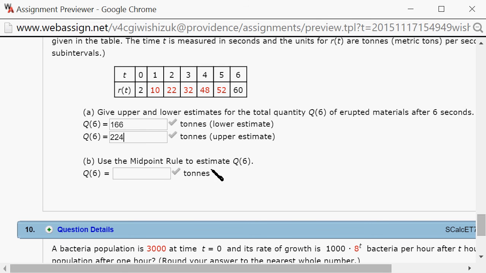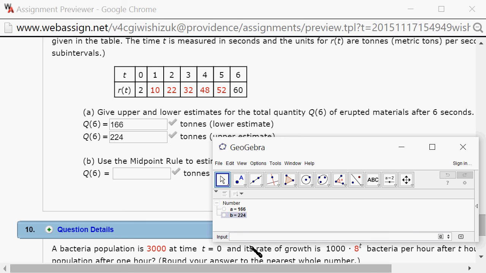All right, and for the midpoint rule, we have to use two intervals in one shot. From 0 to 2, the midpoint would be 1, so we use 10. From 2 to 4, the midpoint would be 3, so we use 32. And from 4 to 6, the midpoint would be 5, so we use 52. So we use 10 for the first rectangle, the 32 for the second one, and the 52 for the third one.